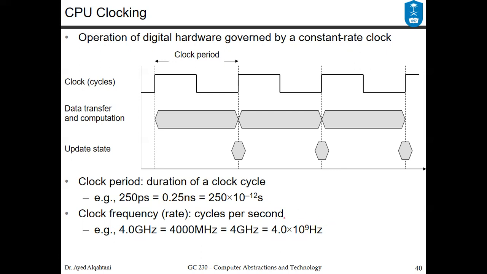Now, there is a direct relation between the clock period and the clock frequency. If we wanted to find the clock frequency, then it's going to be 1 over the clock period.